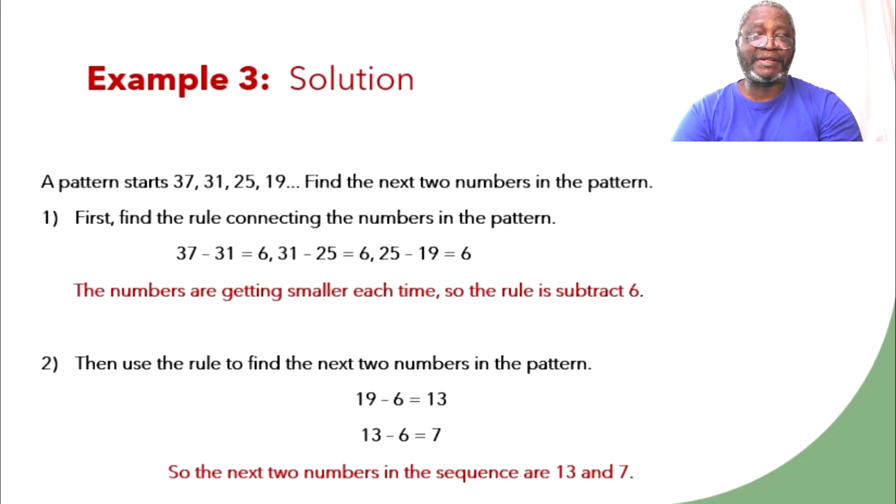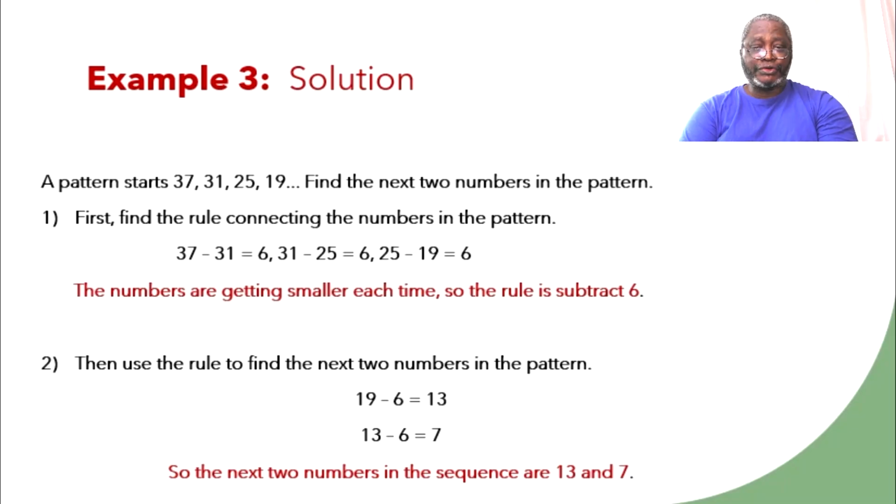A pattern starts at 37, and then the next is 31. So what's the difference? 37 minus 31 is 6. That's good. Let's go on to the next one. 31 minus 25. Yes, you have 6. And then 25 minus 19. Yes, you have 6. The numbers are getting smaller each time. So the rule is to subtract 6.